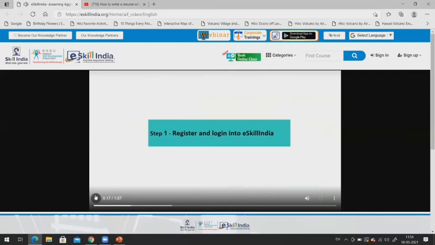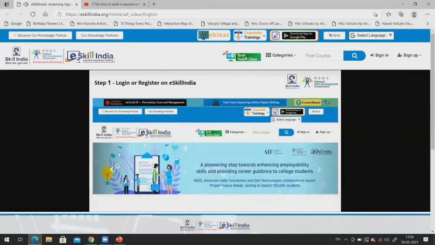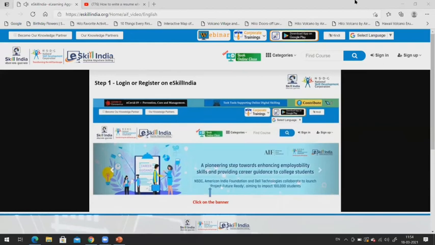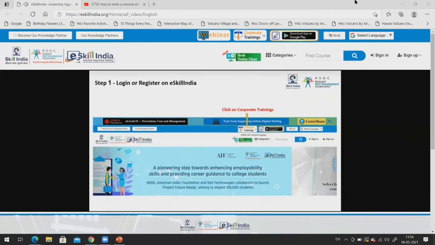Step 1. Log in or register yourself on eSkill India portal. To enroll in the course, click on the above banner on eSkill India portal. The banner will appear on the eSkill India main page. In case the banner is in motion or not visible, you can click on the corporate training button available to reach the NSDC AIF training program.